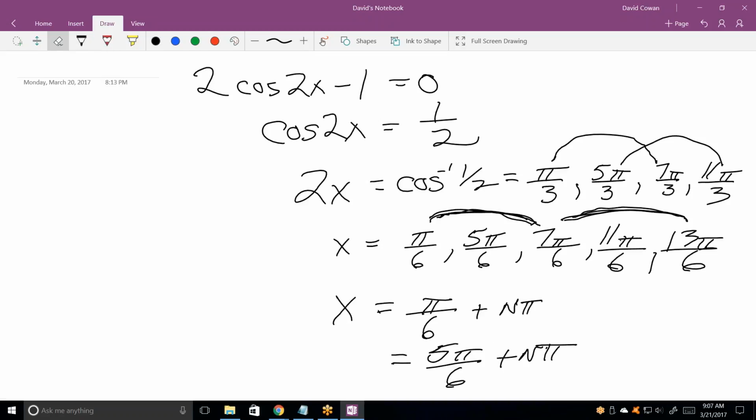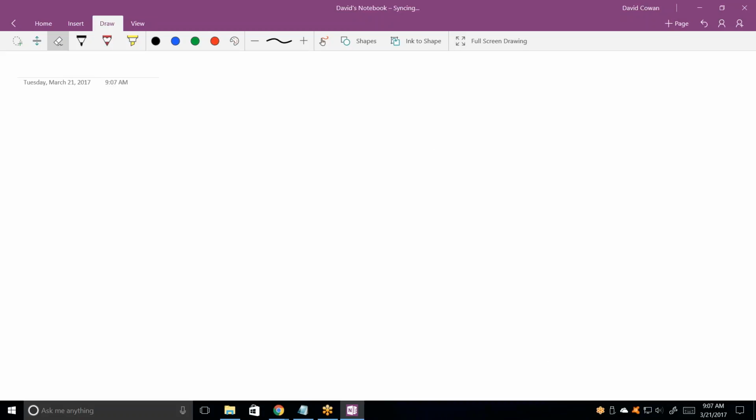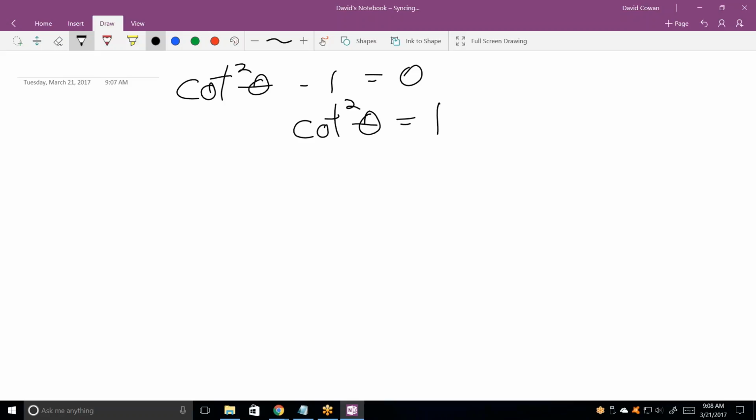All right, what else? The next one is cotangent squared of theta minus 1 equals 0. So we have cotangent squared of theta equals 1. What's the next step?